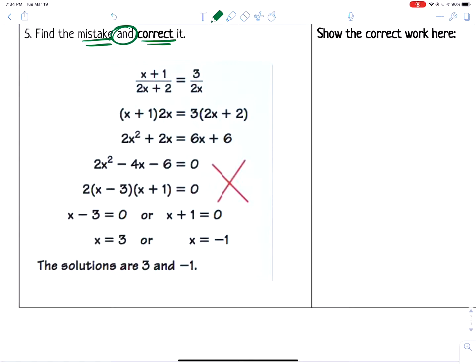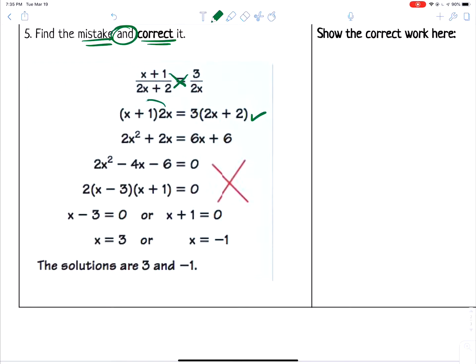So we have x plus 1 over 2x plus 2 equals 3 over 2x. In the first step, it looks like they have cross multiplied. So x plus 1 times 2x looks okay. And 3 times 2x plus 2 looks okay. So that step looks okay.